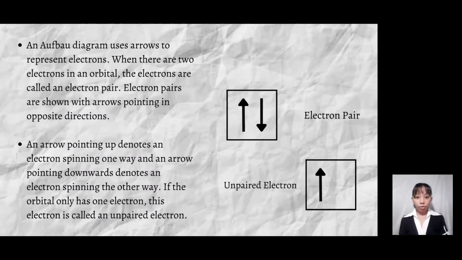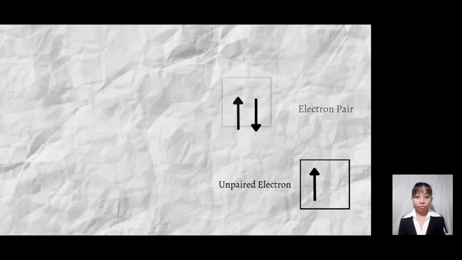An Aufbau diagram uses arrows to represent electrons. When there are two electrons in an orbital, the electrons are called an electron pair. Electron pairs are shown with arrows pointing in opposite directions. According to the Pauli exclusion principle, two electrons in an orbital will not spin the same way. That is, an Aufbau diagram uses arrows pointing in opposite directions. An arrow pointing up denotes an electron spinning one way, and an arrow pointing downwards denotes an electron spinning the other way. But if the orbital only has one electron, this electron is called an unpaired electron.